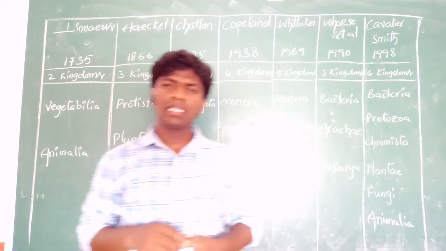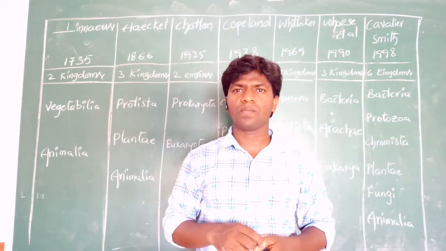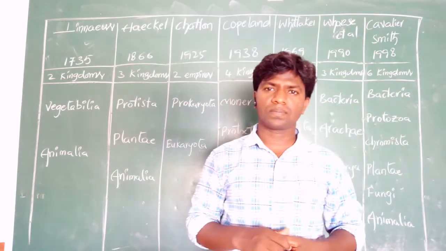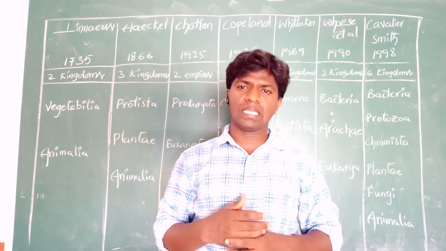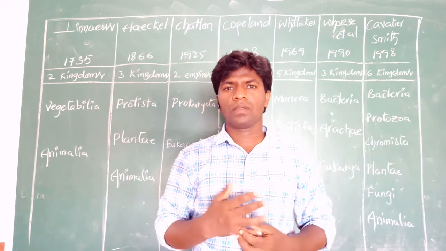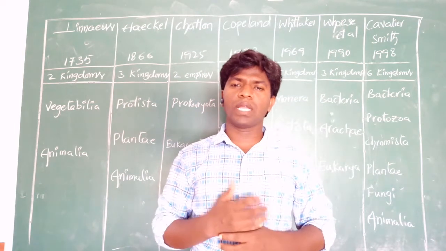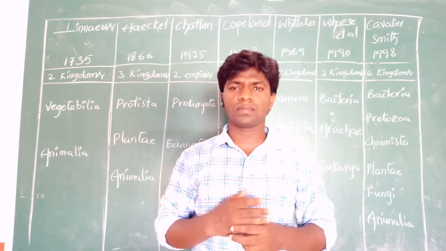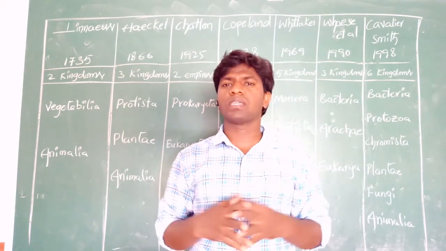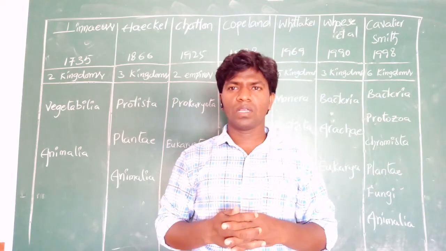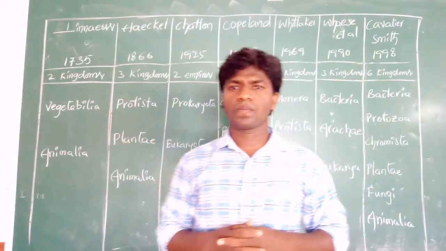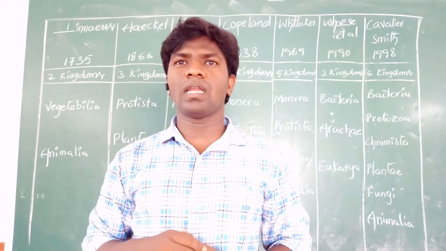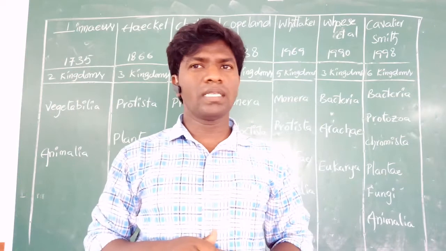So different scientists have tried to classify plants and animals. Some scientists classified plants based on their structure and functions and their medicinal importance, and animals also based on the body size, their functions, their structures. So in this way the biologists made these classifications.